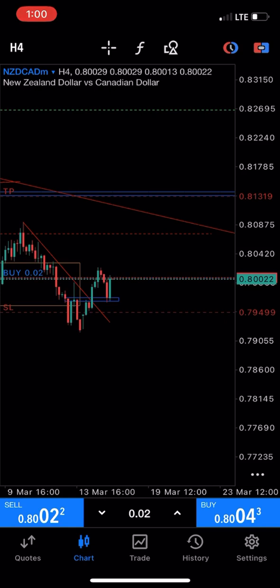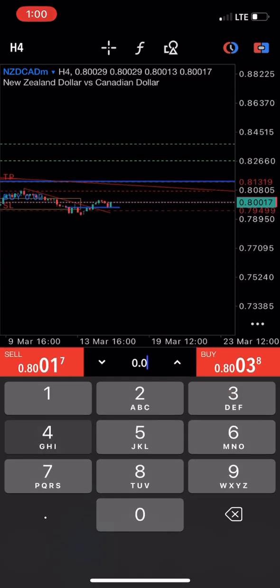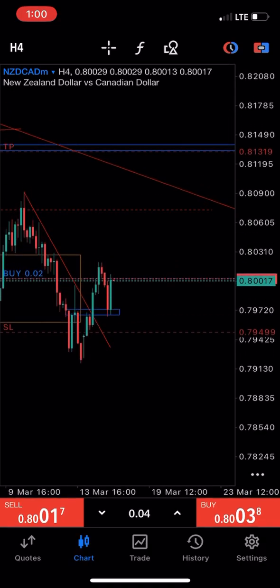You can see my screen, no indicators, nothing. Just trend lines, support and resistance, Fibonacci, and that's it. Beautiful trade happening here. NZD CAD. We are in the trade already. We are in the trade.